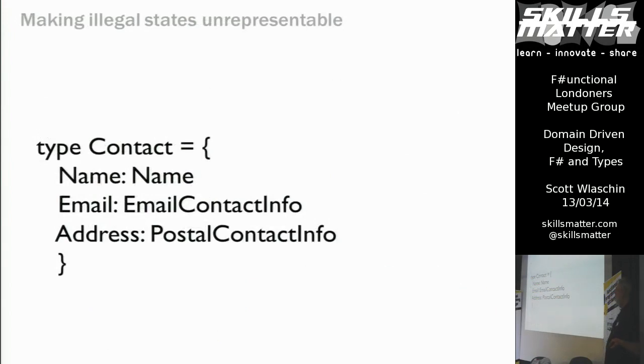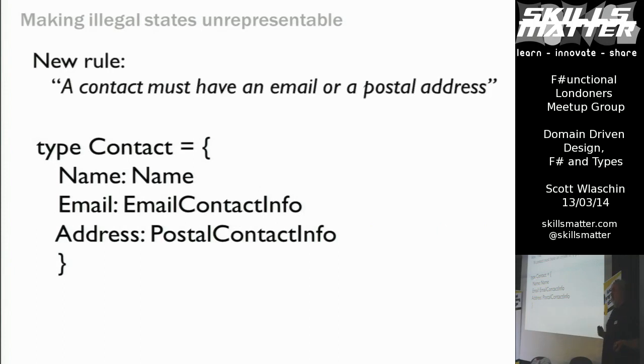All right, so we're doing fine, and then suddenly the business changes, as businesses tend to do, and we add an address. So now our contacts are not just emails, they have addresses as well. Okay, that's fine, not a problem. But now the business comes along and says, actually, you know what? We have this new business rule. A contact has to have an email or a postal address. We have to have some way of contacting them.